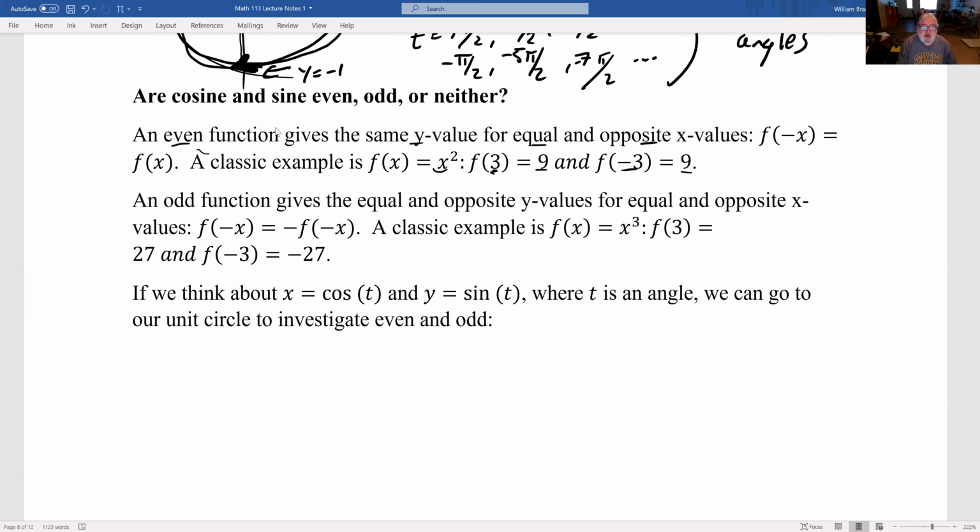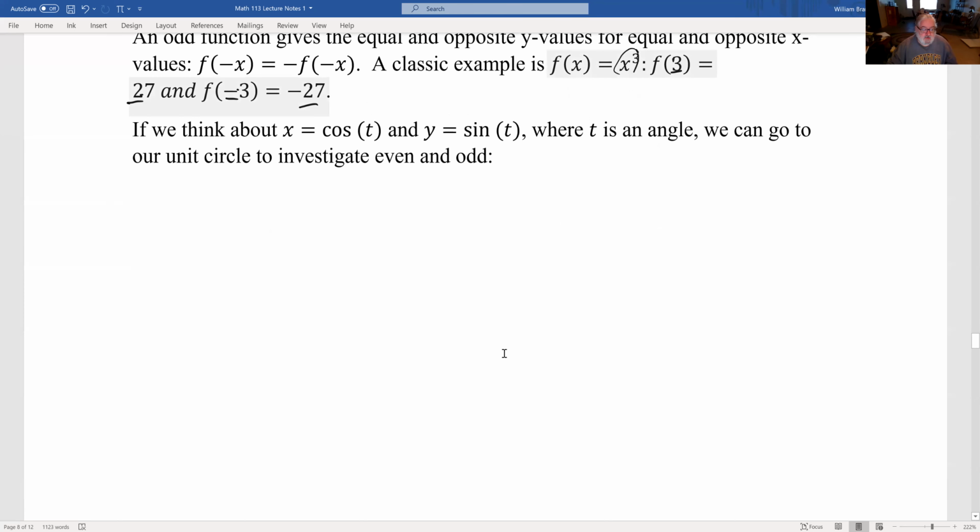Odd function gives equal and opposite y values for equal and opposite x values. So odd powers like x cubed, if I plug in 3, 3 cubed is 27. But if I plug in -3, I get -27. So equal and opposite x's, 3 and -3, give me equal and opposite y's, 27 and -27. So what about for sines and cosines?